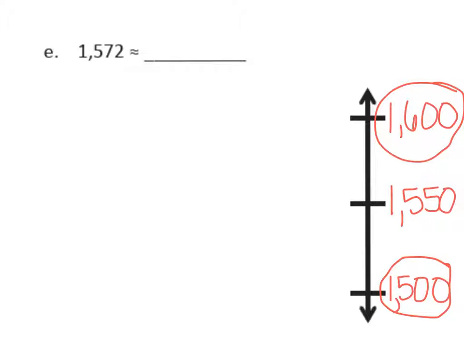Well, I know that 1,572 is more than 1,550, but it's not quite up to 1,600 yet. It's kind of like halfway between those two numbers. So I'm going to put 1,572 here on my number line. I see that it is closer to 1,600 than it is to 1,500.